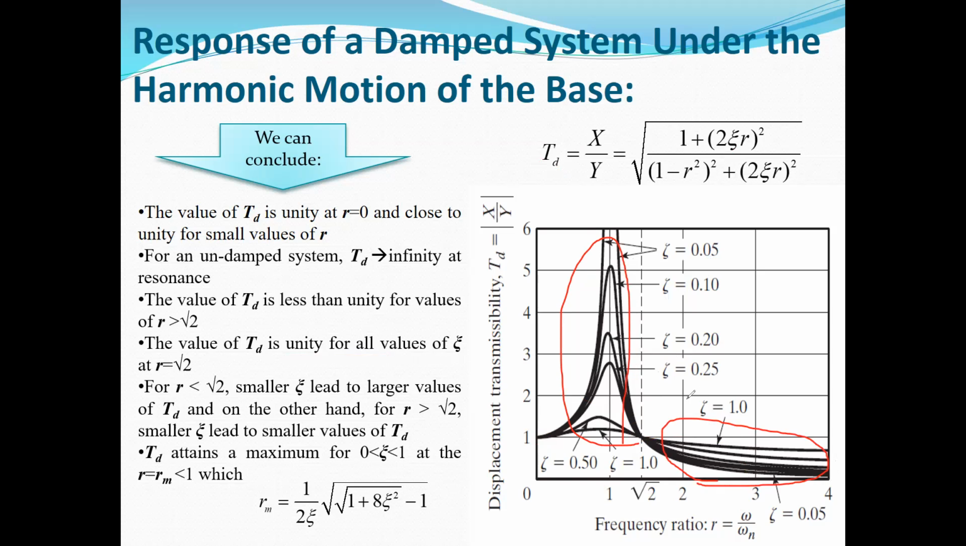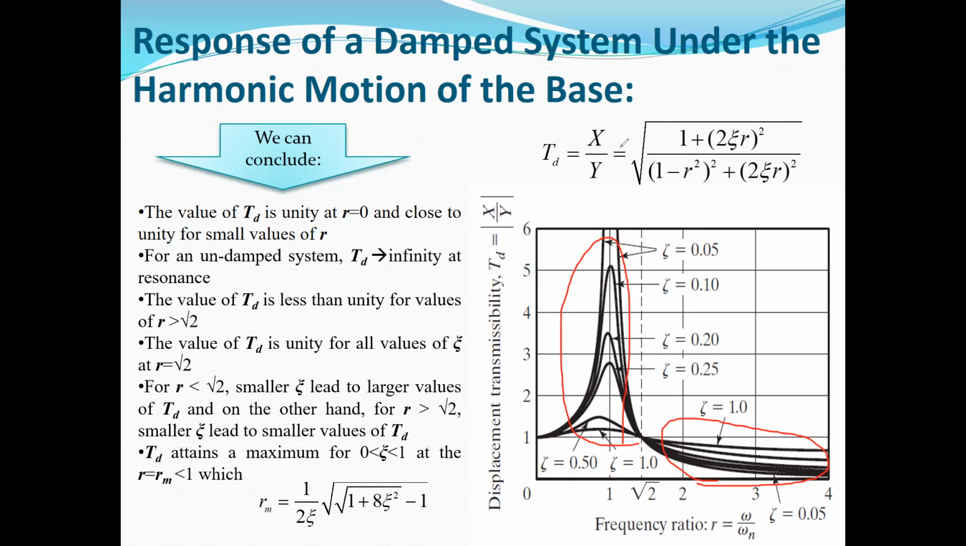So according to the frequency of the base excitation, you can also control your motion by changing the damping ratio, or by changing the damping constant in your system. Another important point: sometimes in your system, you don't need to decrease the amplitude of the response.